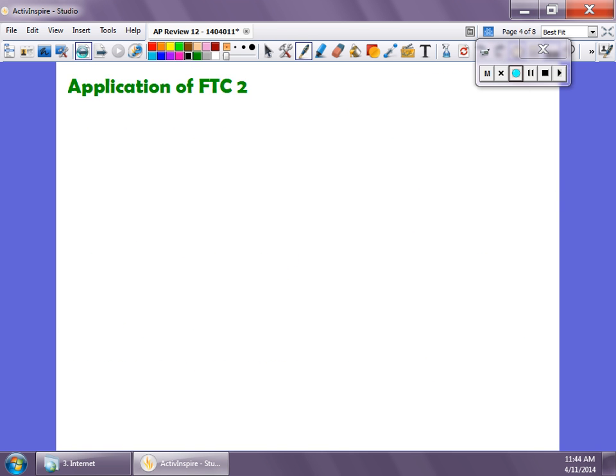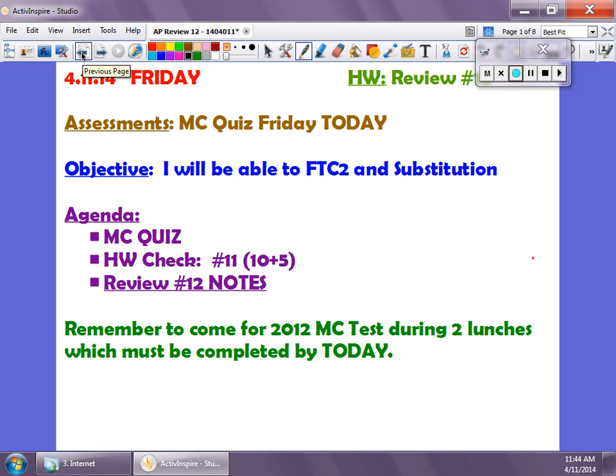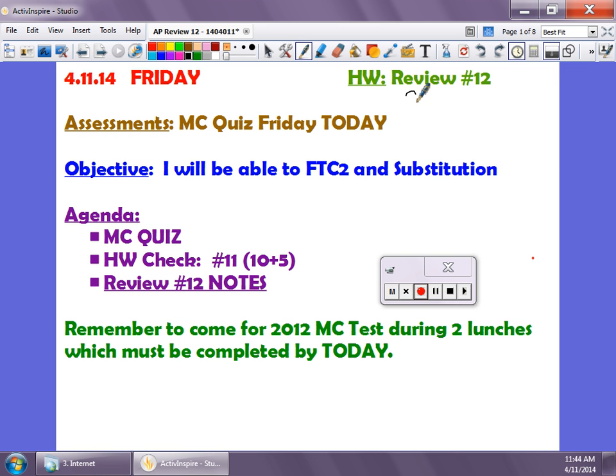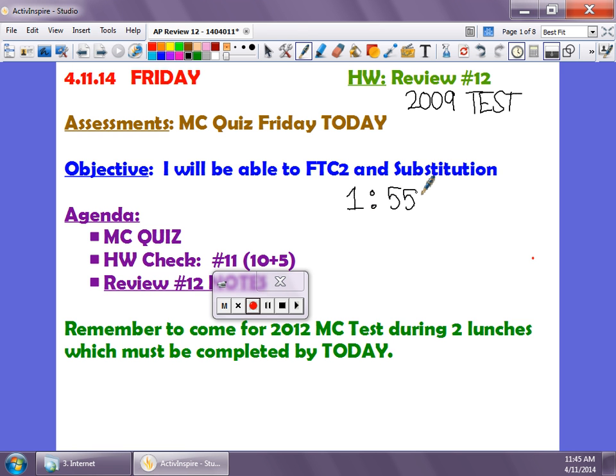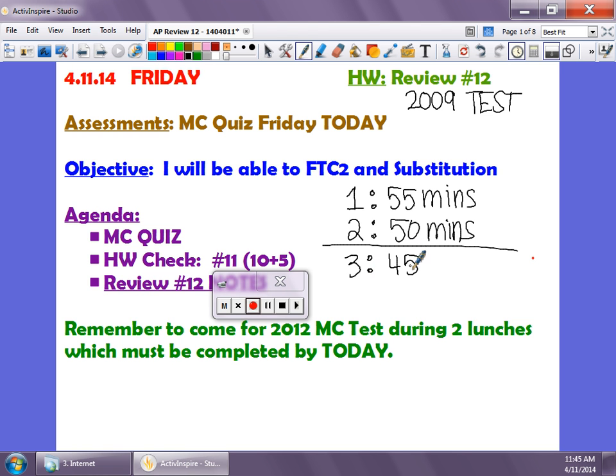Going back to your homework, I actually forgot to add something to the front. Your homework then is review 12 and the entire 2009 test. The test is section 1 is 55 minutes. Section 2 is 50 minutes. Those are your multiple choice sections. Section 3 is 45 minutes. And section 4 is 45 minutes.